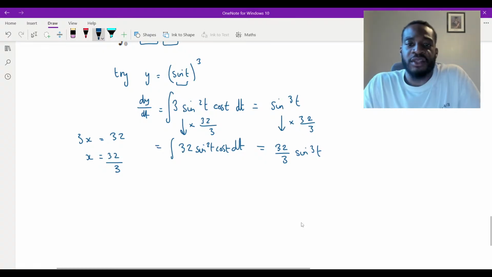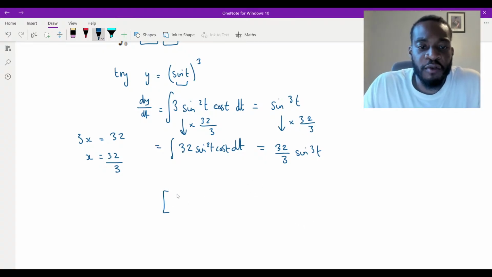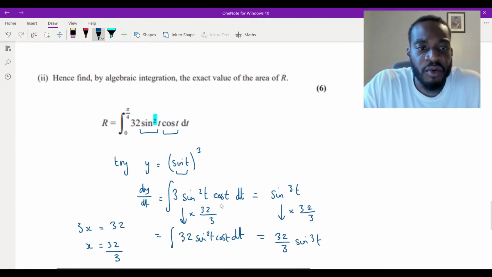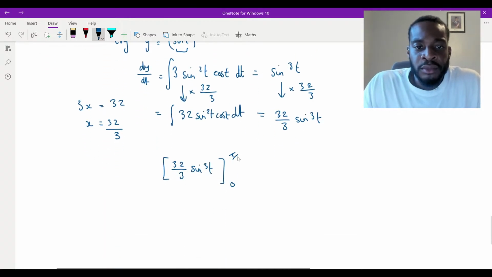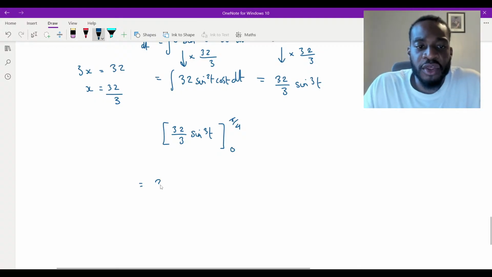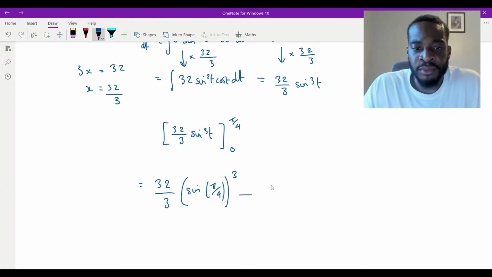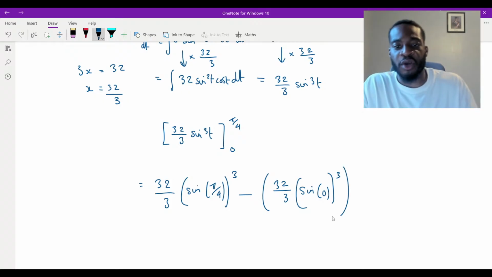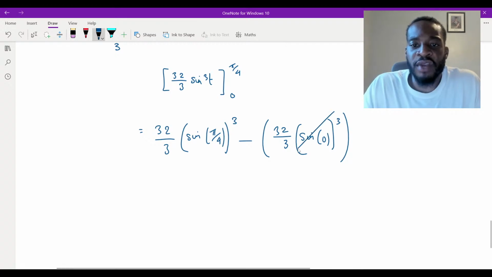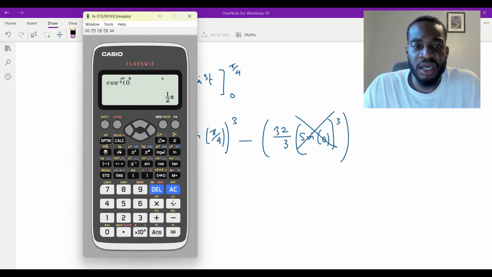Okay, so this one. Now we know it's going to be the integral of 32 over 3 sine cubed t, between 0 and pi over 4. So now you just plug in your limits. It's going to be equal to 32 over 3 sine cubed of pi over 4, take away 32 over 3 sine cubed of 0. Sorry, I forgot the cube, didn't I? So it's a cube like that, and then another bracket. Perfect. Sine of 0 is 0, so that's all going to be 0. So it's literally what this is equal to. I'll put this in the calculator to see what we get.